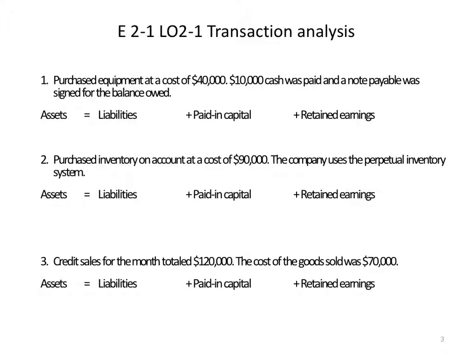So the first transaction is that the company purchased equipment at a cost of $40,000. And equipment is an asset, and so our assets would increase, and we would record that accordingly. If I was really going to label it, I guess I would call it equipment.